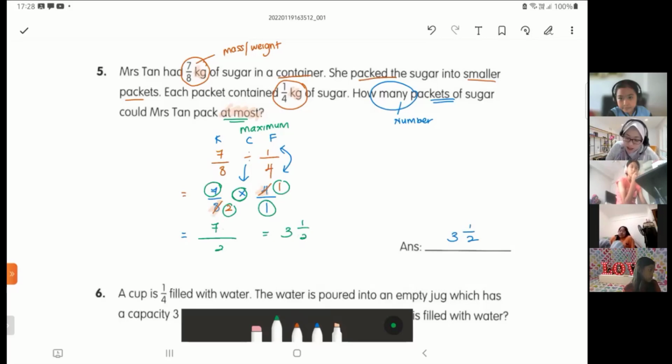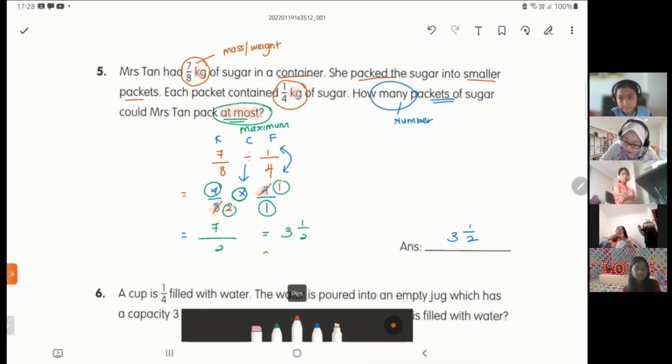But the question says, how many packets can she get at most? Which means I only want the whole number. The balance, never mind, I don't want it already. I just want to know how many I can get: how many smaller packets of sugar, filled with 1/4 kilogram of sugar, that I can get. The balance, I don't want.